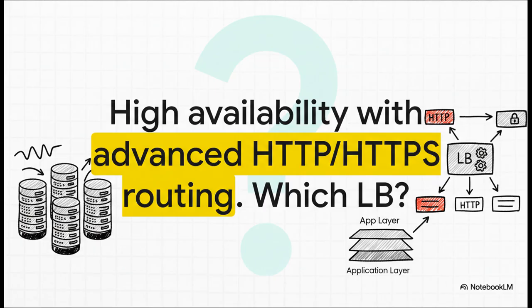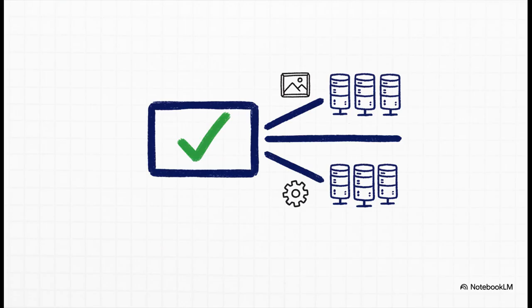Okay, next one, same drill. Hunt for those keywords. Now, high availability, that's pretty standard for most load balancers. But the real giveaway here is advanced HTTP/HTTPS routing. That phrase should immediately make you think of a specific layer of the network stack. And boom, it's the Application Load Balancer, or ALB. If you nailed that one, awesome.